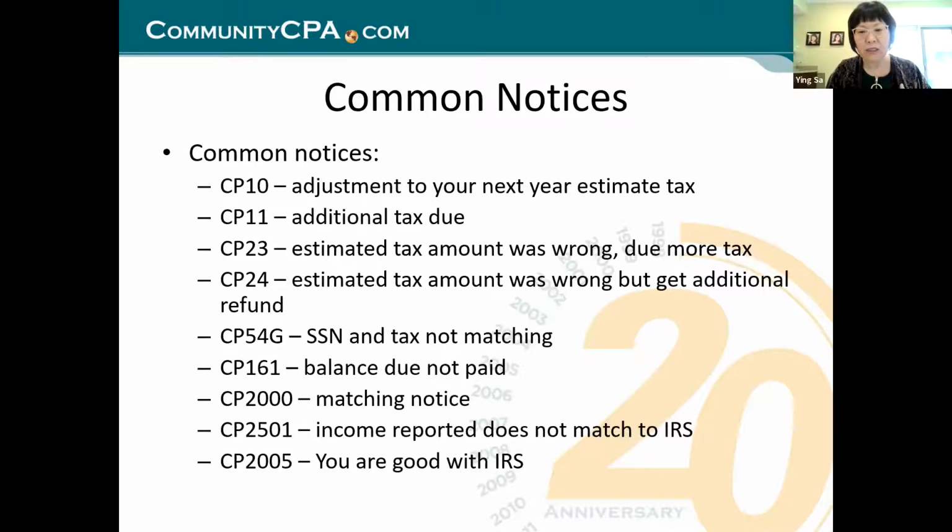Those incomes don't match, and what you reported is not what the IRS has. A lot of times, I see these CP2501 notices coming in with a merchant account notice. PayPal is one of them. Amazon is one of them. When they issue a 1099-K to you, that doesn't match what you reported, and let me tell you why. Sometimes they already took the commission out, sometimes they don't.